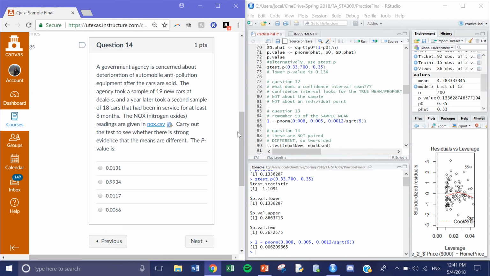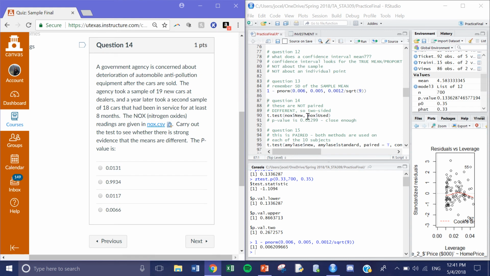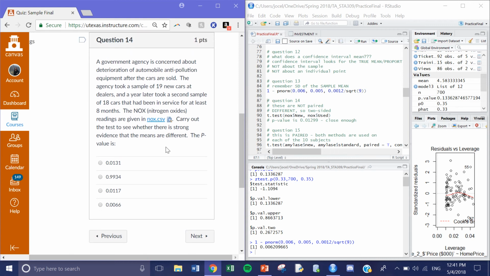Question 14. A government agency is concerned about deterioration of automobile anti-pollution equipment after cars are sold. The agency took a sample of 19 new cars at dealers, and a year later took a second sample of 18 cars that had been in service for at least 8 months. The nitrogen oxide readings are given in NOx.CSV. Carry out the test to see whether there is strong evidence that the means are different.